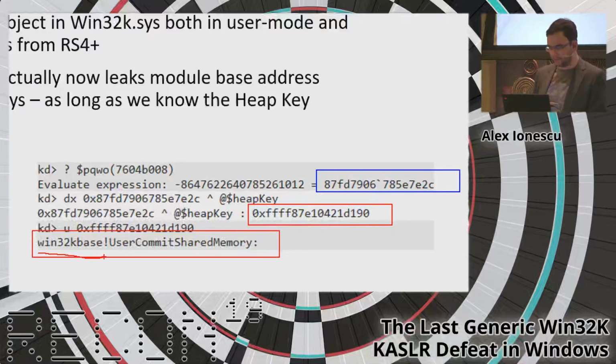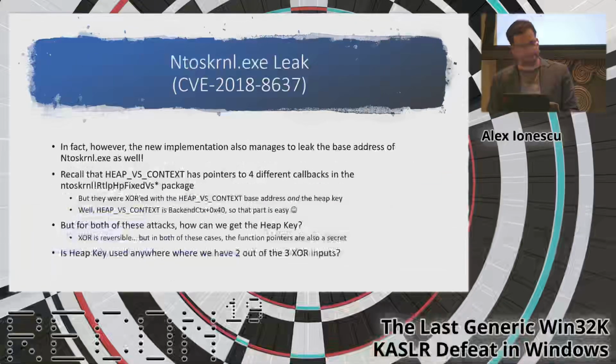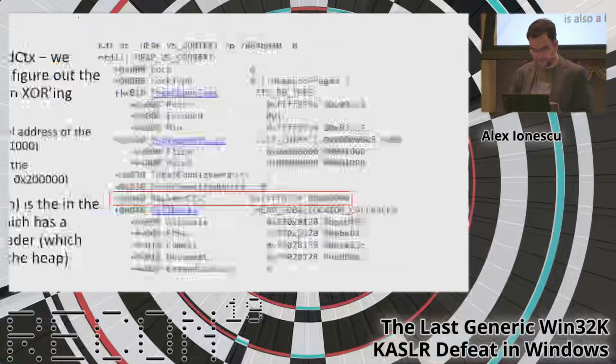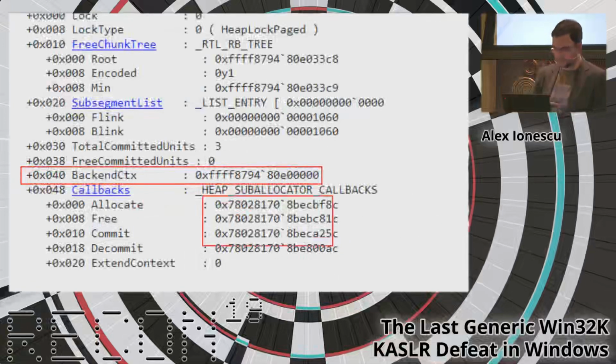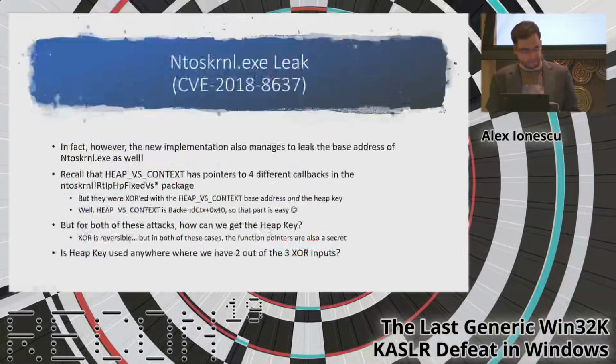Win32k base.sys owns the user heap and the session heap, and that lets you get the other pointer. To make things even worse, you could even get the NTOS kernel's base address, because that heap vs context has the allocate, the compare, and the free. If we go back to these routines, these are all XORed pointers that live in NTOS kernel. And so if you do know the heap key, which the whole point is here that there is a way to get it, you can XOR these and now get pointers to ntoskrnl.exe.